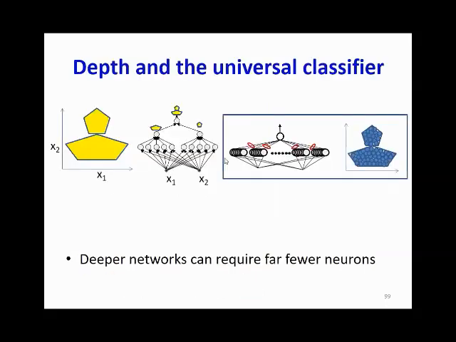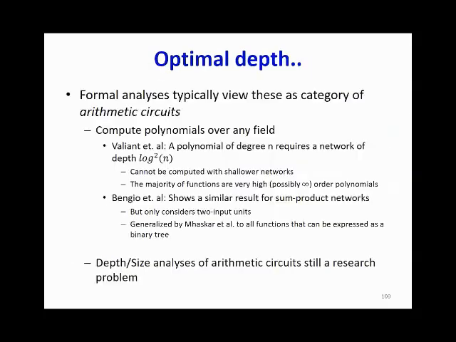But then here's where depth comes in. If I want to compose this decision boundary using just one hidden layer, I'm going to need infinite neurons on that hidden layer, and I'm still only going to approximate this region. Whereas if I just added in a couple more layers, I got this decision region perfectly, and I got it using only 13 neurons. So deeper networks can require far, far fewer neurons.